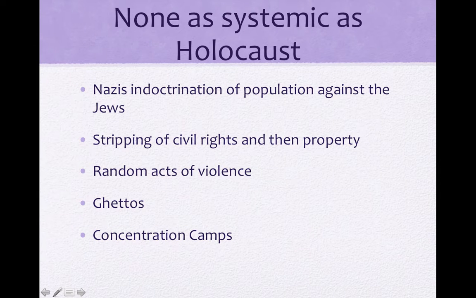Even though I'm mentioning all these other ones, none were as systematic as the Holocaust or mechanized. The Holocaust used IBM counters to keep track of how many Jews, so that they could systemically make sure they had lists of all of them, so they could be sure to get all of the Jews. Okay, so it was mechanized. It was systemic.